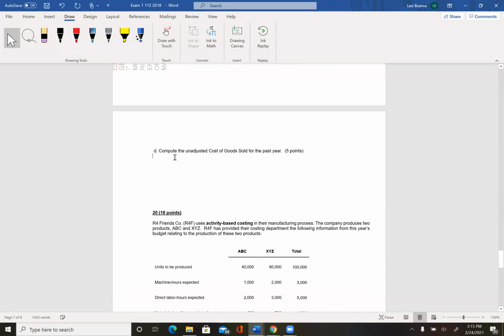Now the cost of goods sold, that's unadjusted. The formula for that is beginning WIP, beginning finished goods plus cost of goods manufactured, which is what we found from C, minus the ending finished goods.